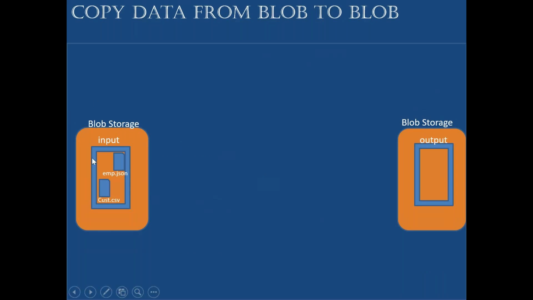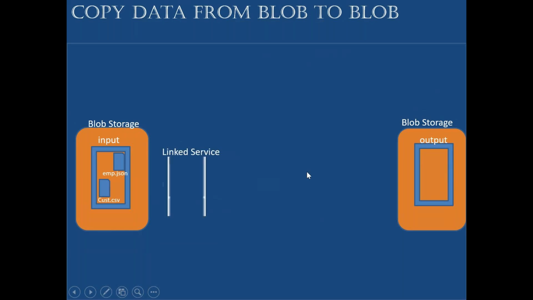This is one of the source storages. We have a folder called input, and in that I have JSON and CSV files. I have a sink storage called blob storage, and within that I have an output folder. Our goal is to copy the CSV files from the input container to the output folder. In the output container, I want to copy these CSV files.